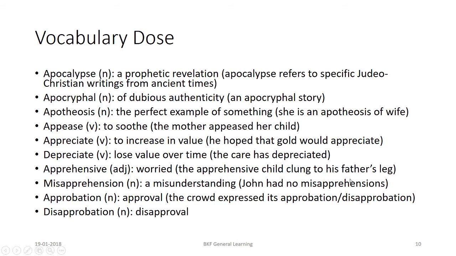Next word is apprehensive, an adjective, it means worried. The apprehensive child clung to his father's leg. Misapprehension, it's a noun, it means a misunderstanding. George had no misapprehensions. Next is approbation, it's a noun, it means approval. The crowd expressed its approbation. Disapprobation is disapproval. Now, if you're a little confused, you can pause the video and have a look at these again.